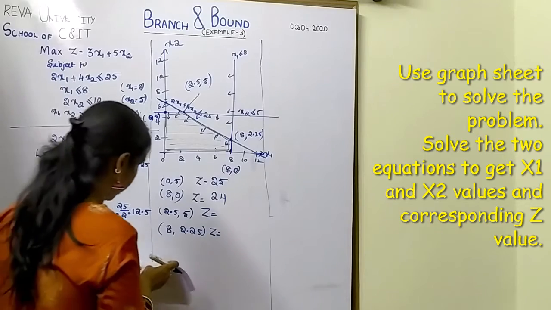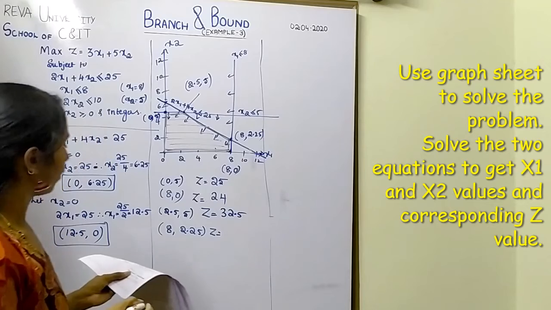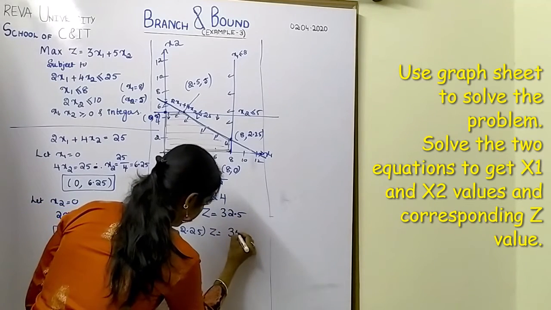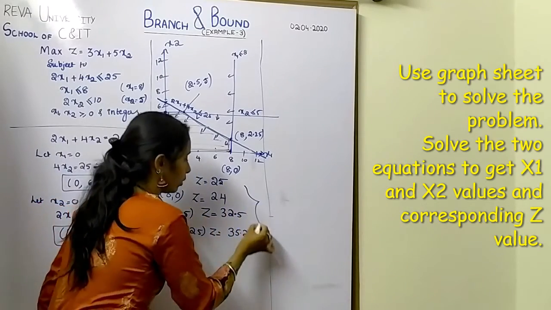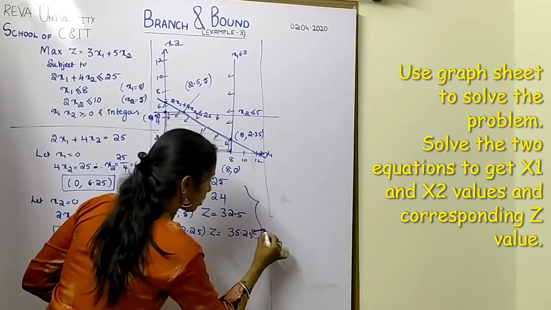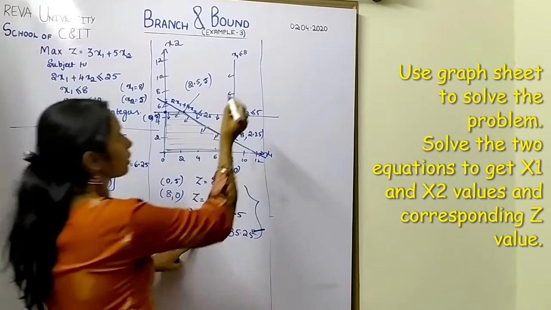2.5 comma 5, you will get 13.5, and 8 comma 8.25, you will get 35.25. Among this, which is the maximum value? Maximum value is this one. So we will be considering this for the next iterations.